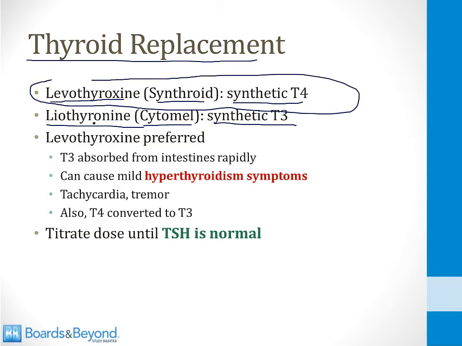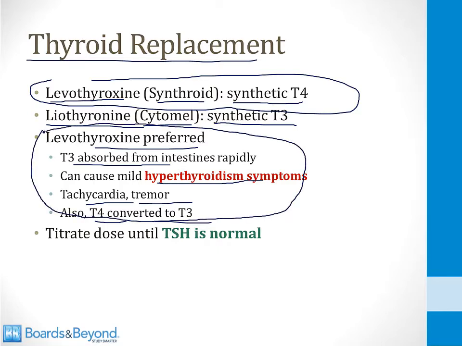Synthroid is preferred for a couple of reasons. First of all, T3 is absorbed rapidly from the intestines, and this can cause mild hyperthyroid symptoms like tachycardia and tremor. In addition, as you know, T4 can be converted to T3 peripherally by the enzyme 5'-deiodinase. Therefore, if you administer T4, you also replenish T3 levels. So for all of these reasons, you will by and large only see people on Synthroid. You won't see patients taking Cytomel. And what you do is titrate the dose until the TSH is normal. When the TSH has returned to normal, you know that the patient is taking sufficient thyroid replacement therapy.